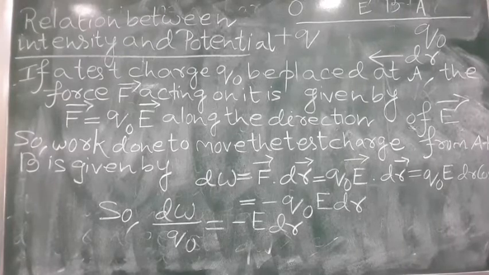Okay students, first you have to draw the figure and then we have to find out the relation between intensity and potential. Give the heading: the relation between intensity and potential. Over here, intensity means electric field intensity. Please don't get confused. So let's begin. If a test charge Q naught be placed at A, see the figure, the force F vector acting on it is given by F vector equals Q naught E vector along the direction of E vector.